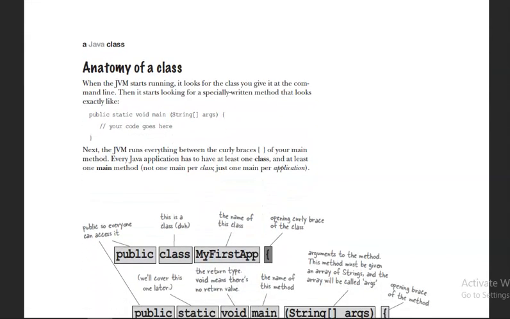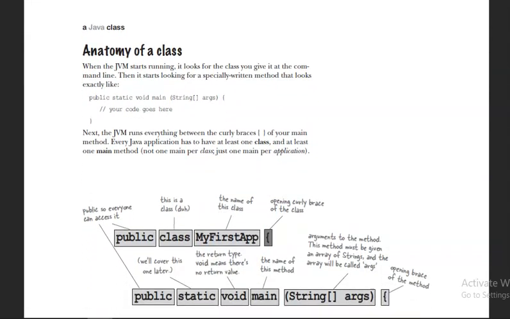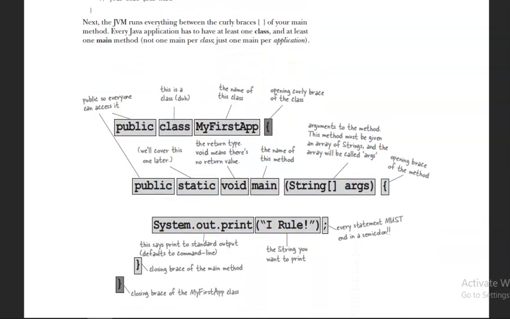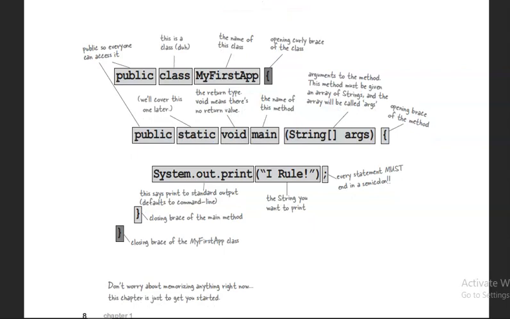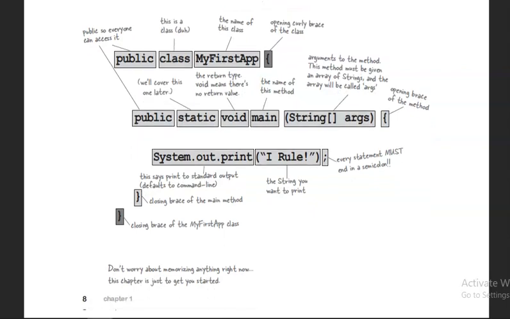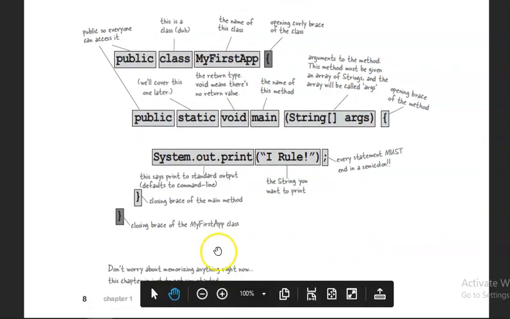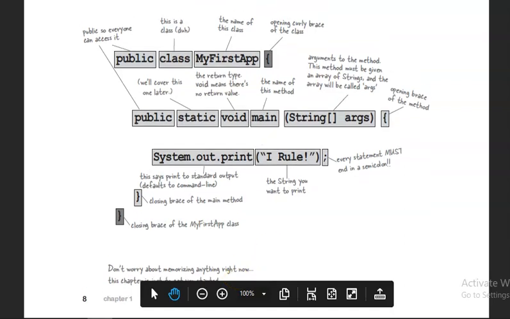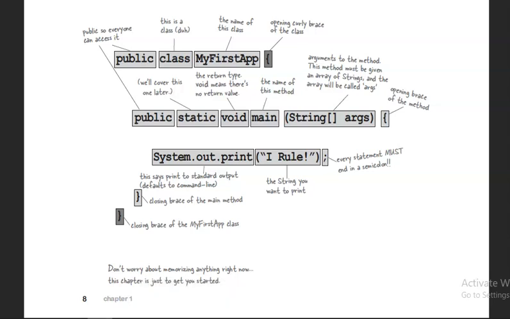Okay, let's see the anatomy of a class: what each word, each keyword, stands for. They have also written here: don't worry about memorizing anything right now. This chapter is just to get you started. So don't worry if you're not able to memorize these terms for now. You will be fluent soon enough.